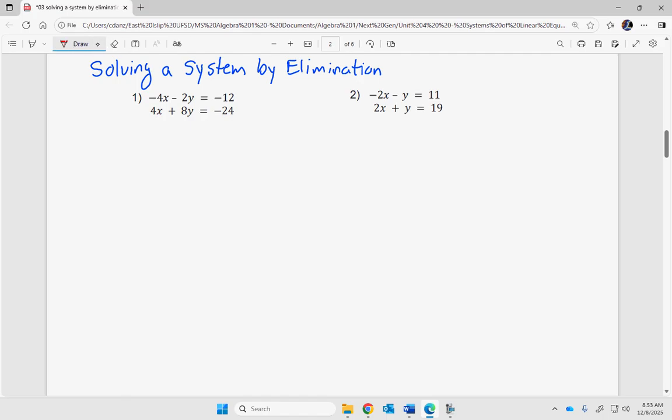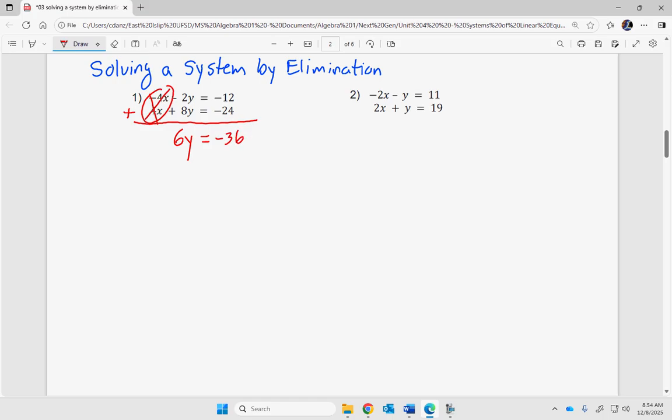When we solve by elimination, really what we're going to do is add the two equations together. So I'm going to put a plus sign here. I'm going to draw a line, and I'm just going to add. And notice right here, negative 4x and positive 4x add to be a 0, so they got eliminated. Negative 2y and a positive 8y add to be a 6y. And finally, a negative 12 and a negative 24 add to be a negative 36.